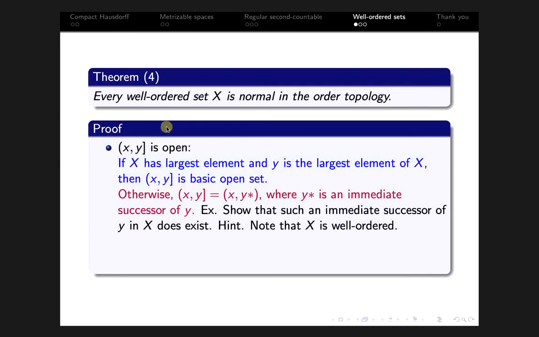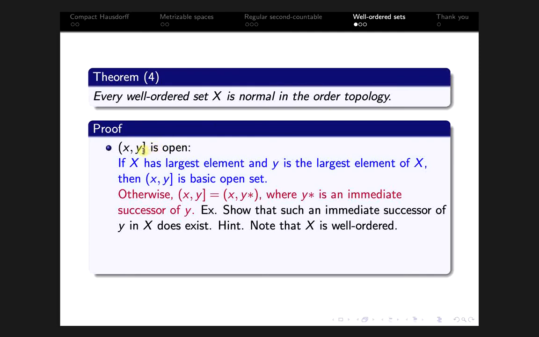Okay, so let us prove it. This is a fact we shall use in the proof. So open X, closed Y. This is an open subset of X in the order topology.